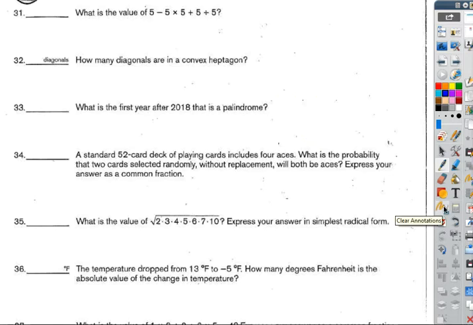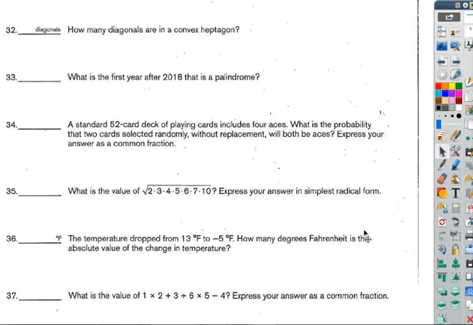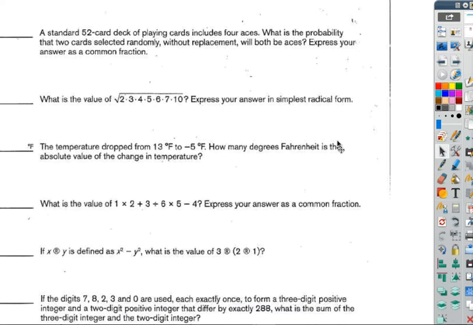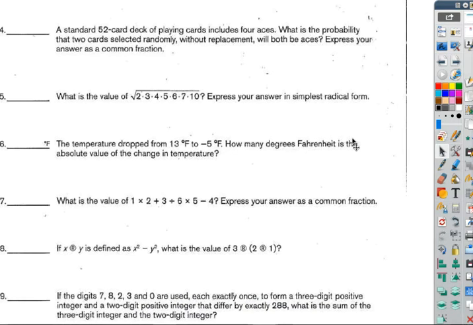All right, a standard 52 card deck of playing cards includes 4 aces. What is the probability that 2 cards selected randomly without replacement will both be aces? Express your answer as a common fraction. So there are 4 aces out of 52. And so this is, for those 6th graders, remember, we're looking for the event that we want to happen versus all of the possible events.